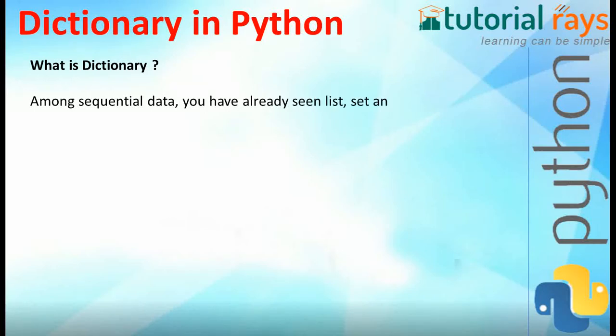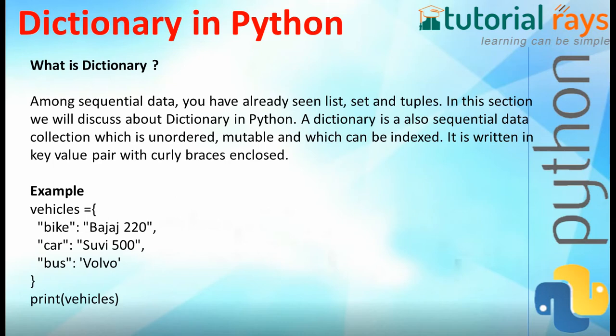Tutorialrays, and in this video I'm going to discuss dictionary in Python. So the question is, what is a dictionary? Among sequential data, you have already seen list, set and tuples. In this section we will discuss dictionary in Python. Dictionary is also a sequential data collection which is unordered, mutable, and can be indexed. It is written in key pairs enclosed with curly braces.